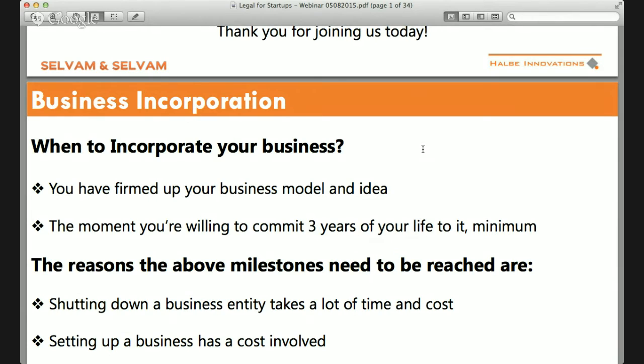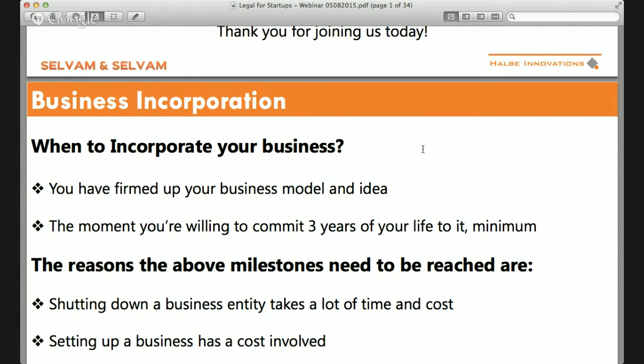In my head, there is a rule of thumb that I use, and there are 2 points to that. The first is when you have firmed up what your business model or your idea is going to be. If you don't know what your business model is, or you are not sure about what your idea is, who is it going to help? How is it going to make money? What kind of a difference are you going to make in the world by giving birth to your business? In case you don't know the answers to these questions, it's probably better for you to keep it on hold, think about it a little more, sleep over it, and then incorporate your business.